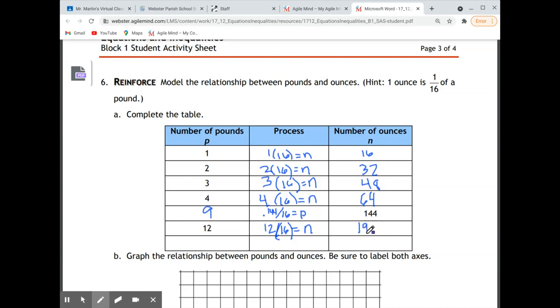All right, we're starting to get pretty good. All right, so if this is P and this is N, what would our algebraic rule be? P times 16 equals N. Everybody agree with that? All right, I got a thumbs up. Woohoo!